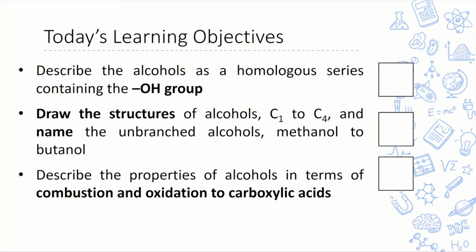Okay. So today we're going to learn a new homologous series which contains this OH group. We call them hydroxyl group. Similarly, we also take a look at the various members in this homologous series with first one carbon all the way to C4 with 4 carbon atoms. So we will take a look from methanol all the way to butanol.